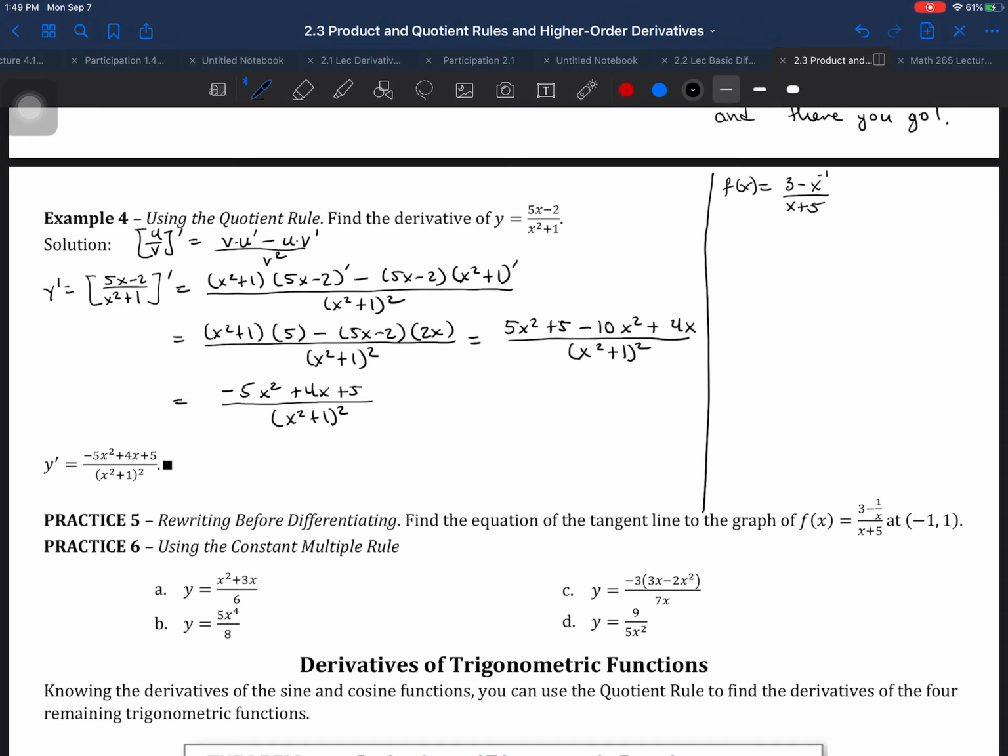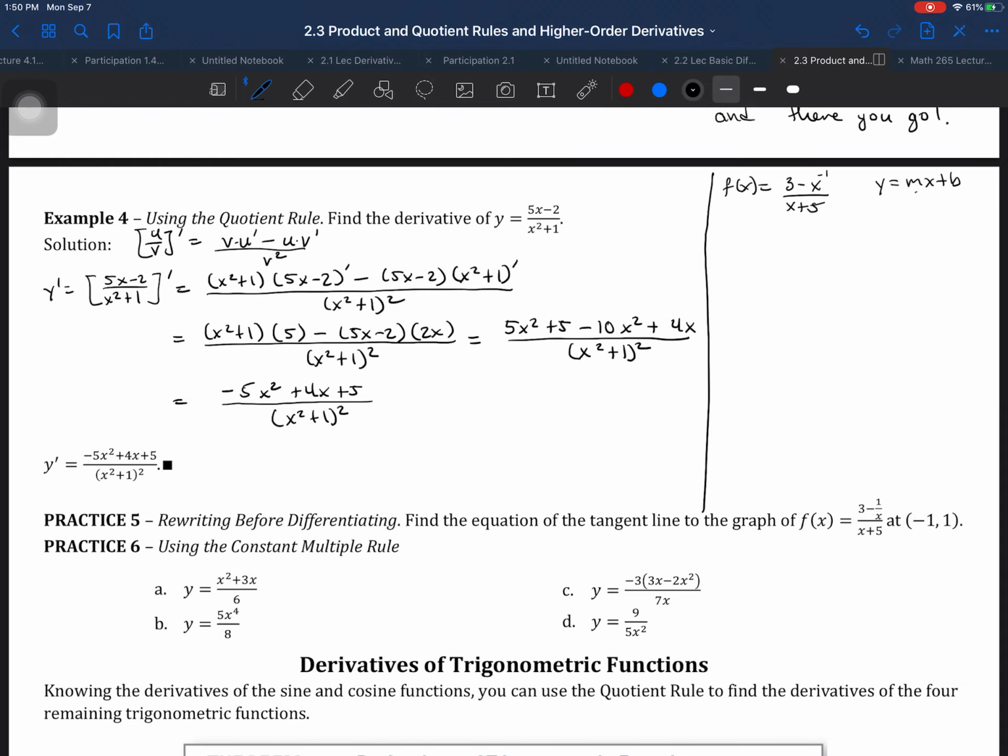Now in this case, they're asking us to find the equation of the tangent line to the graph. So actually we're not looking for this, we're actually looking for this, right? So we're looking for the equation of the tangent line. So we need to find m and we need to find b. Now how does m relate to this function?